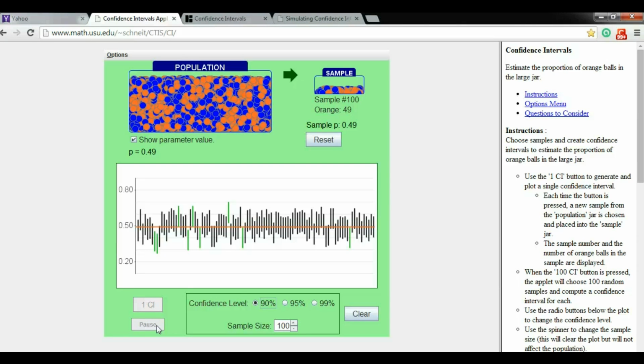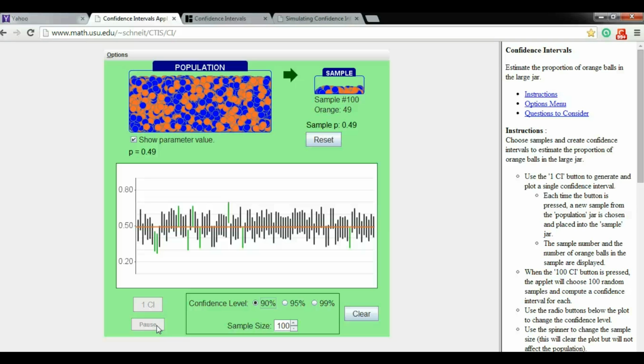Now, did that change the confidence level? Do we still expect 90% to capture P? Sure we do. In this case, 1, 2, 3, 4, 5, 6, 7, 8, 9. Okay, 9 didn't. 91 out of the 100 did. So that doesn't change the confidence level, but what did it do? Well, if you noticed, it changed the size of your interval. When you went to larger samples, what happened? You got narrower intervals.